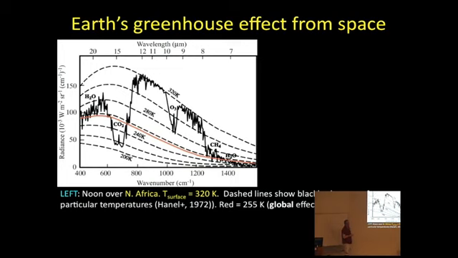Now, you can be fooled because there's a spike here in the ozone, but that spike is actually not to do with the stratospheric inversion. It's to do with the band structure of the ozone. It just happens to look like that.